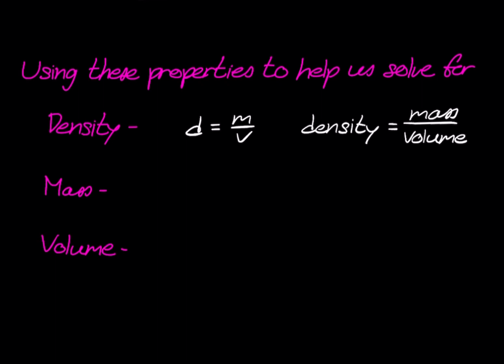If you want to solve for mass or volume, you simply need to rearrange this equation. So to solve for mass, we need to multiply both sides by volume, which gives us mass equals density times volume. And to solve for volume, we now need to divide both sides by density, which gives us volume equals mass divided by density.